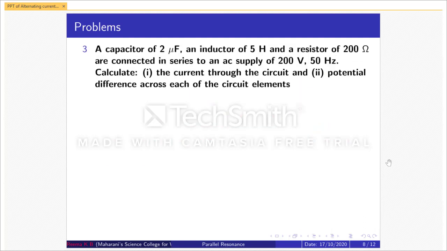Problem number 3. A capacitor of 2 microfarad, an inductor of 5 Henry and a resistor of 200 ohm are connected in series to an AC supply of 200 volt, 50 Hz. Calculate: 1. The current through the circuit. 2. Potential difference across each of the circuit elements.